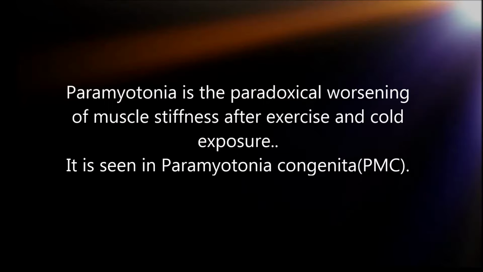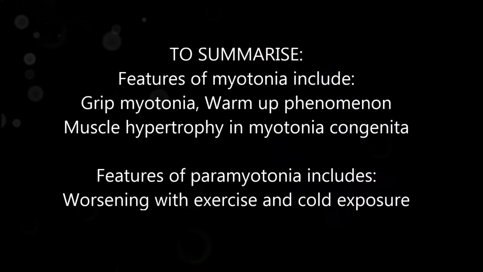Paramyotonia is the paradoxical worsening of muscle stiffness after exercise and cold exposure. It is seen in paramyotonia congenita. To summarize, features of myotonia include grip myotonia and warm-up phenomenon. Features of paramyotonia include worsening with exercise and cold exposure.